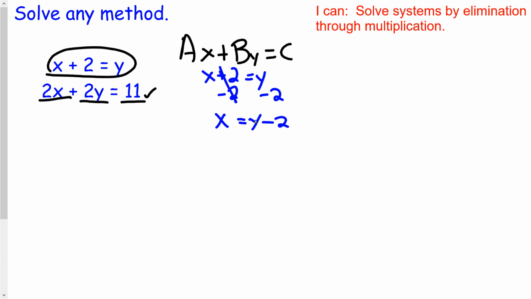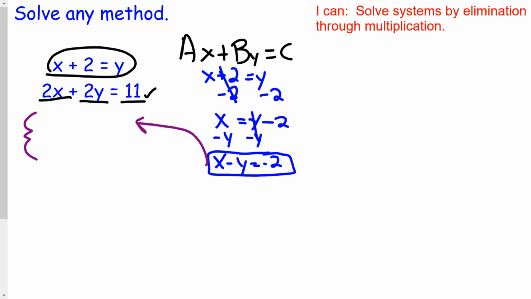My other issue is that the y needs to be over here on the left-hand side to get it into standard form. And the only way I can get it off the right-hand side is to subtract that y off of both sides. And that's going to give me x minus y equals a negative 2. So here we have our new equation, which is the same equation. It just looks a little different. So now I have a whole new system, though. Let's write that over here. We have my new one, x minus y equals a negative 2, and my original equation that I had right here, 2x plus 2y equals 11.